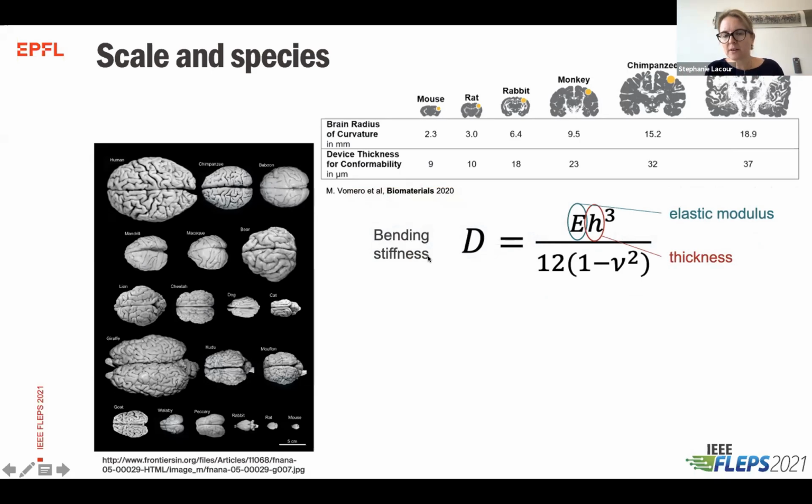You have one parameter called the bending stiffness that is useful to compute in order to help you design your device properly. There are two very important parameters here: E, the elastic modulus, which is the mechanical property of the material that carries your implant, and h, the thickness of that material. The thickness is particularly important because it is to the cube in the equation. The lower the bending stiffness, the more conformable your structure is going to be. So you will want to go to the thinnest structures and softest materials.